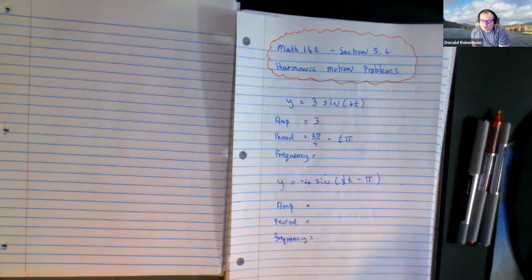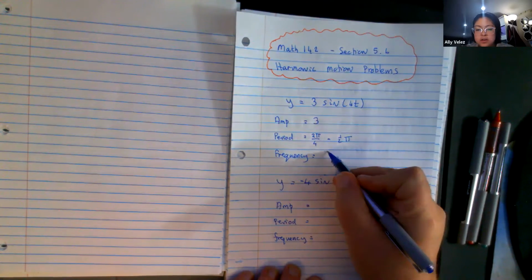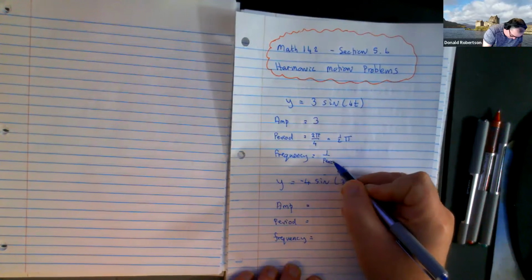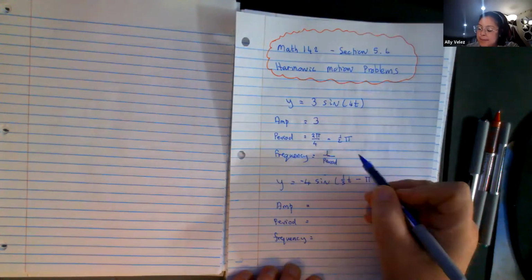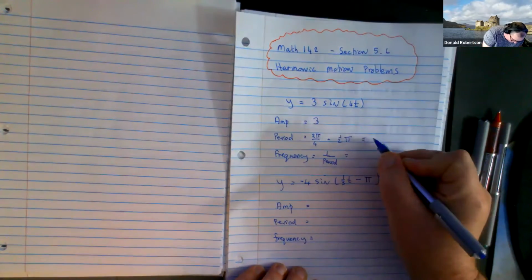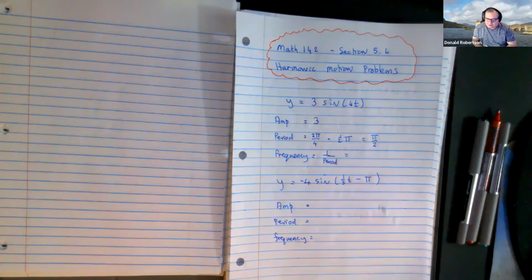Can anybody remember the one example we did a while back? Isn't it 1 over the period? You nailed it. Or 1 over b. That's what I wrote down. That is exactly what it is. Now, if you take that guy, it's sometimes better to write fractions in that format. It's the same thing as a half pi.